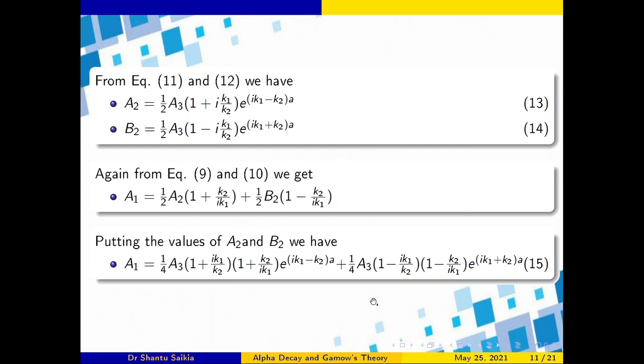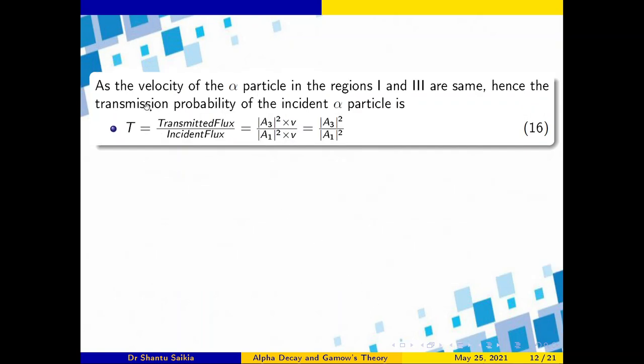However, as the velocity of the alpha particle in regions 1 and 3 is the same, the transmission probability of the alpha particle can be written as transmitted flux by incident flux. A3 is a constant representing the amplitude of the alpha particle outside the nucleus, and A1 is the amplitude inside the nucleus. Intensity into velocity is the flux, transmitted and incident. So the transmittivity can be written as A3 by A1 whole square.